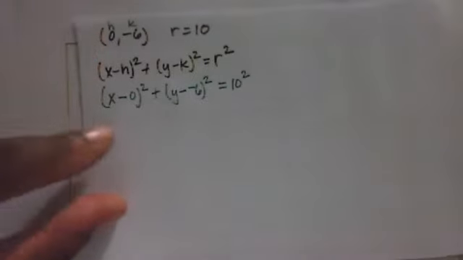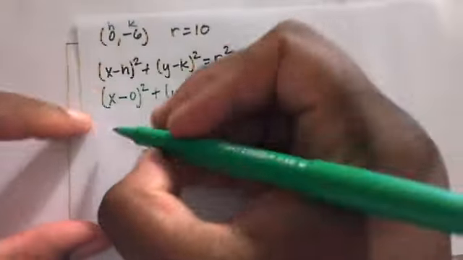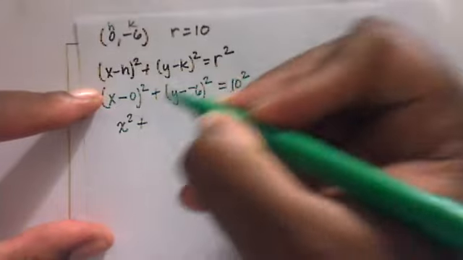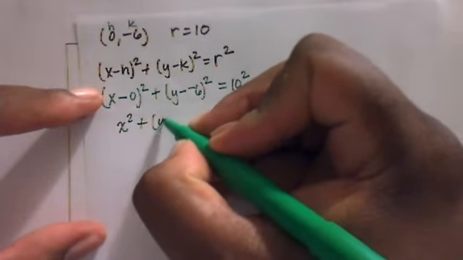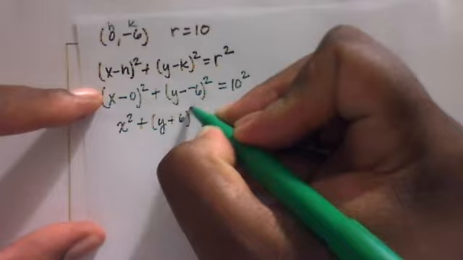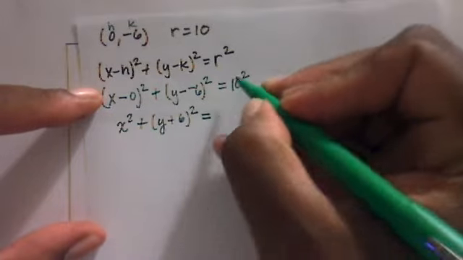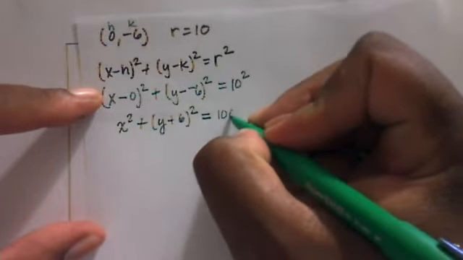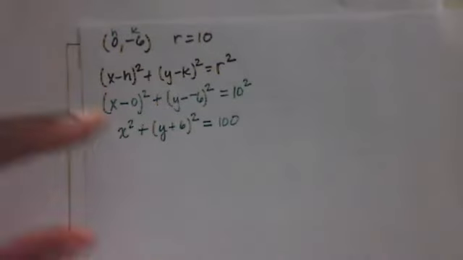Now let's simplify this. x minus 0 is x, so that's x squared, plus y minus a negative 6 is simply y plus 6, squared, equals 10 squared, that's 100. So this is the standard form of the equation of the circle where the center is at 0, negative 6 and the radius is 10: x squared plus the quantity y plus 6 squared equals 100.